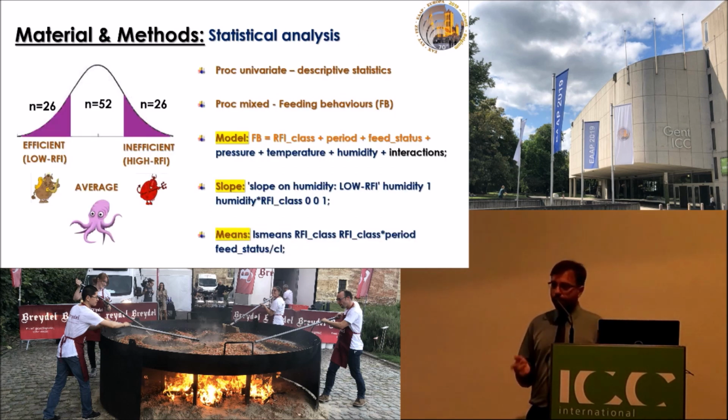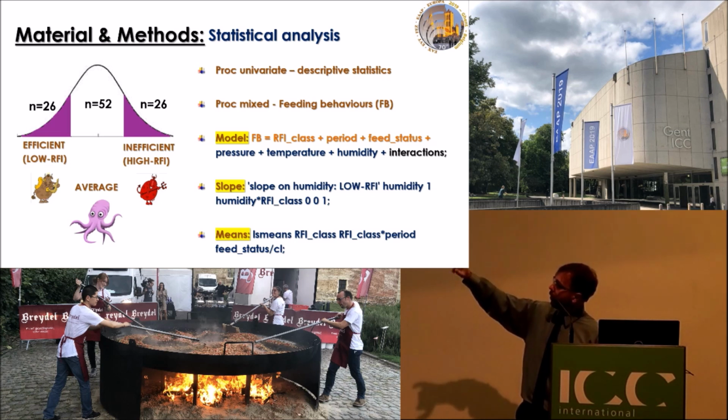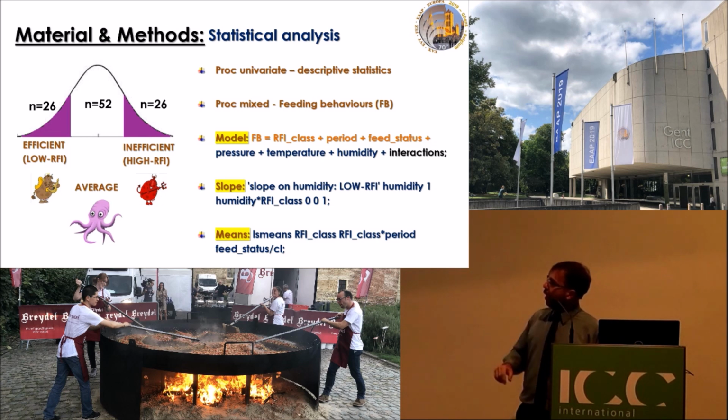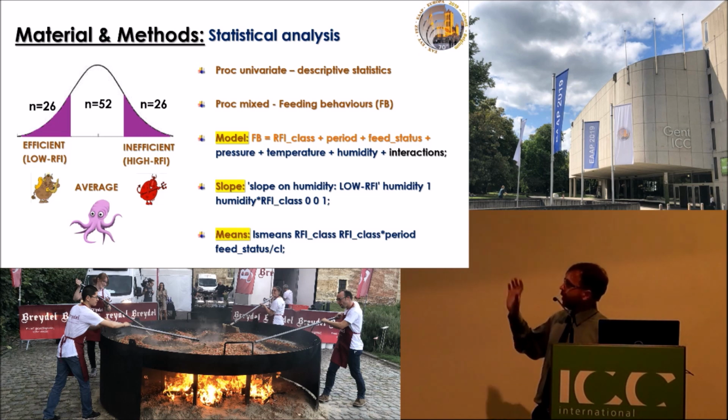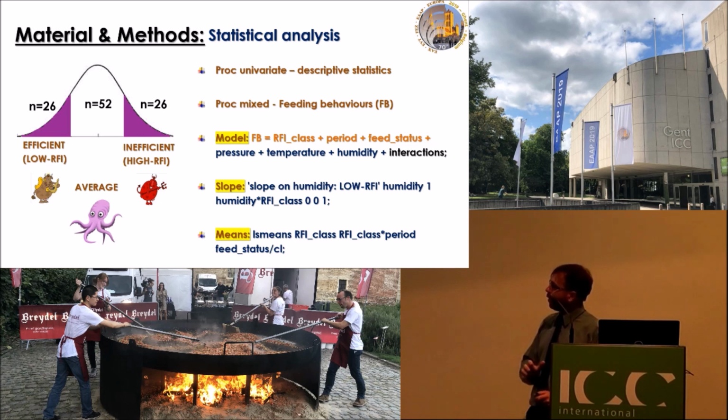When it comes to stats, we did something relatively simple with this study. We split our population for feed efficiency into 3 groups. So we have the efficient animals, the inefficient, and then the ones in the middle. I didn't have a better animal to represent the average, so I used an octopus just because I like them. But it's basically the ones that are not efficient and not inefficient. They just sit in the middle.